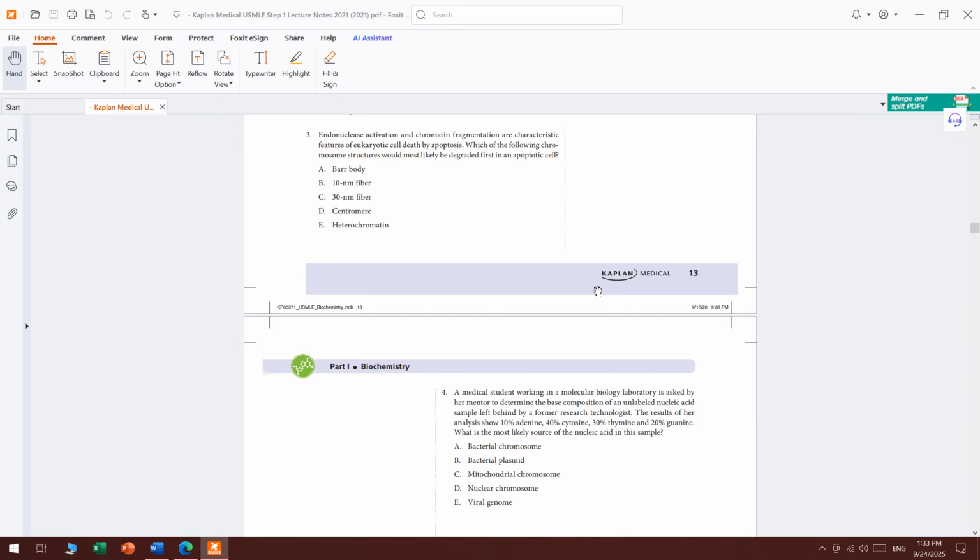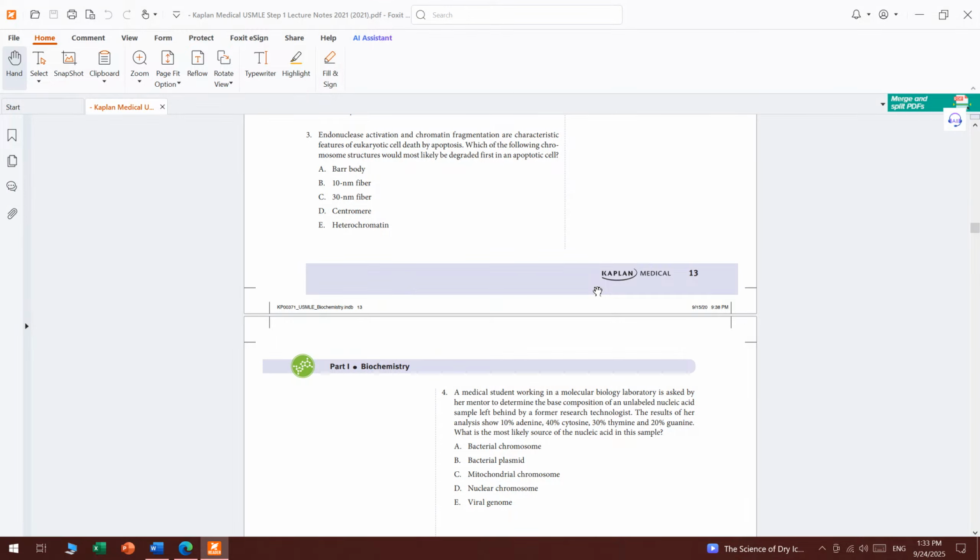The 30 nanometer fiber is a more condensed structure formed by the coiling of 10 nanometer fibers with the help of histone H1, making the DNA less accessible to enzymes. Heterochromatin is a highly condensed and transcriptionally inactive form of chromatin. Its tight packaging makes it largely resistant to early nuclease digestion during apoptosis. Therefore, the unprotected linker DNA within the 10 nanometer fiber would be the primary target for endonucleases during the initial stages of apoptosis, leading to its degradation first.